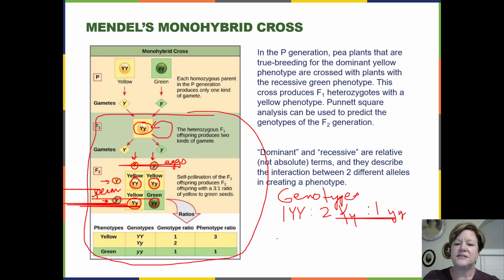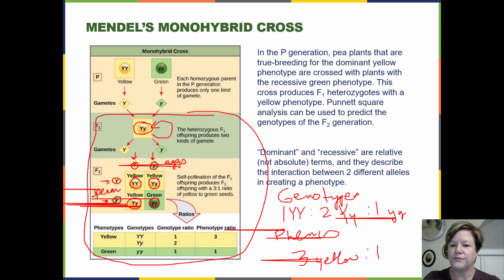The phenotype ratio, since big Y, big Y and big Y, little y visibly look the same, they're both yellow, would be 3 yellows for every 1 green. Because remember, phenotypes are always descriptive words. Okay? All right. So that would be what we usually say in the F2 generation.